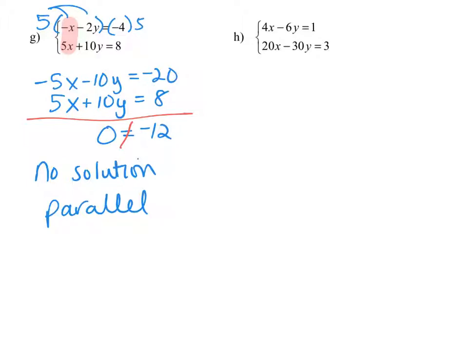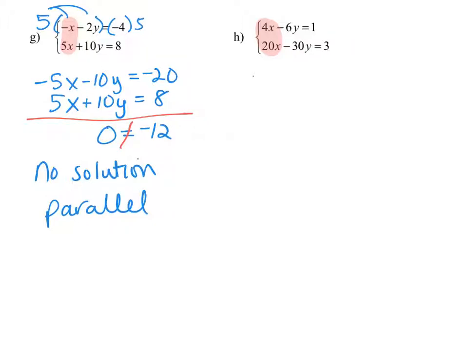Let's move on to example H. 4x minus 6y equals 1 and 20x minus 30y equals 3. Let's work to get opposite x terms. We have 4x and 20x. So we can find the least common multiple of 4x and 20. The least common multiple would be 20.